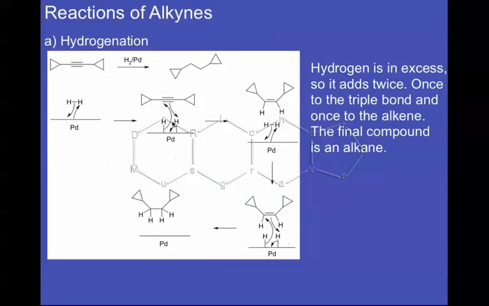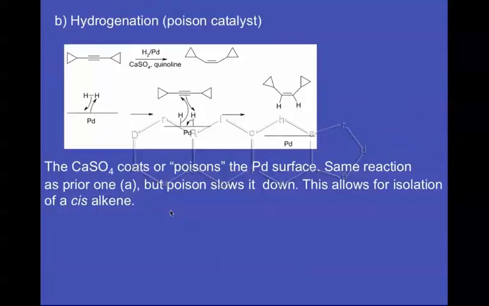What happens is the hydrogen adds to the alkyne, we get the cis alkene, and then we have more hydrogen add to the cis alkene to form an alkane. However, if we use calcium sulfate and quinoline, what that does is it coats the palladium and it slows down the reaction. What it allows us to do is isolate the cis alkene.